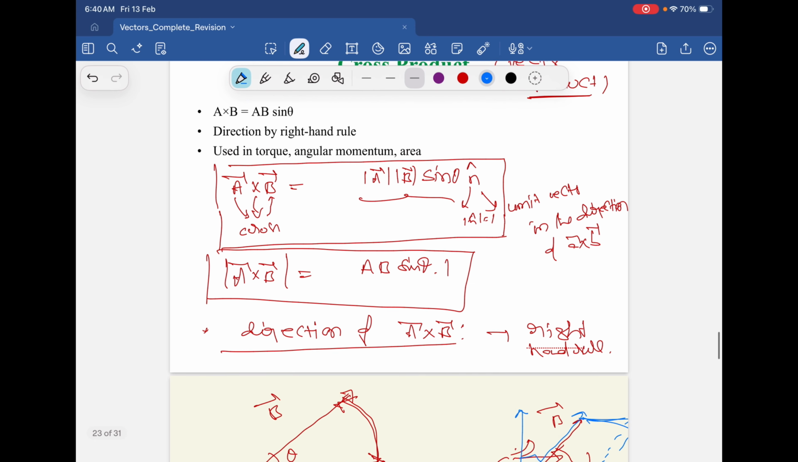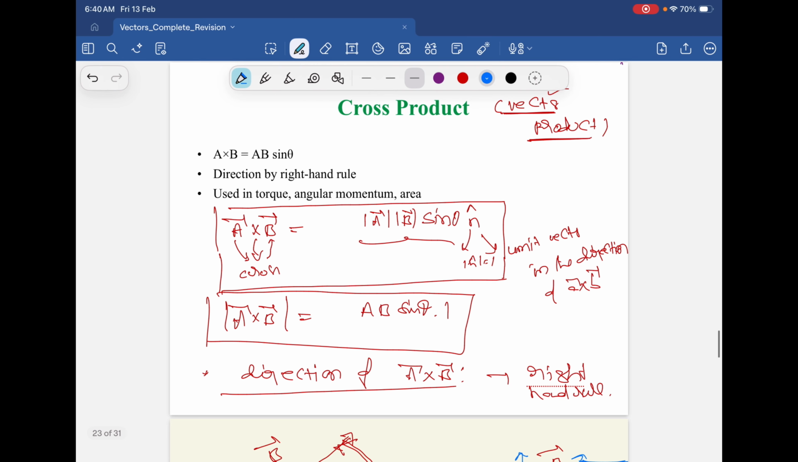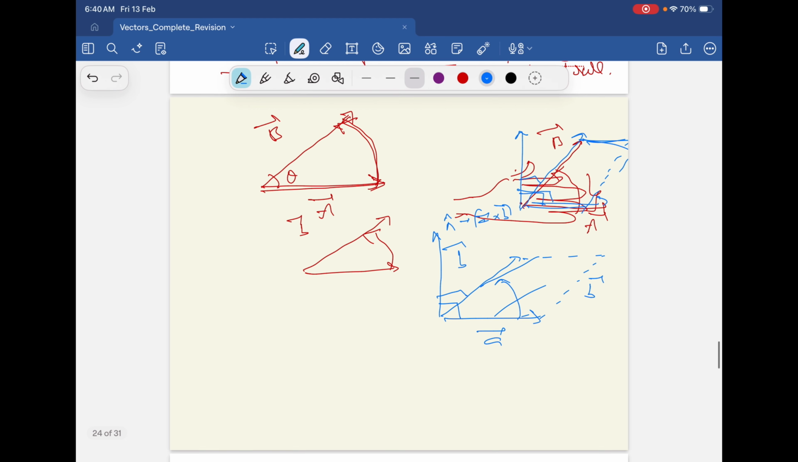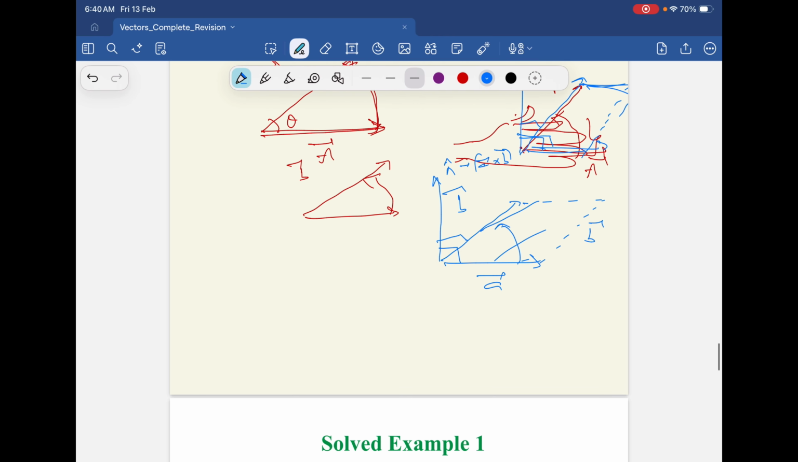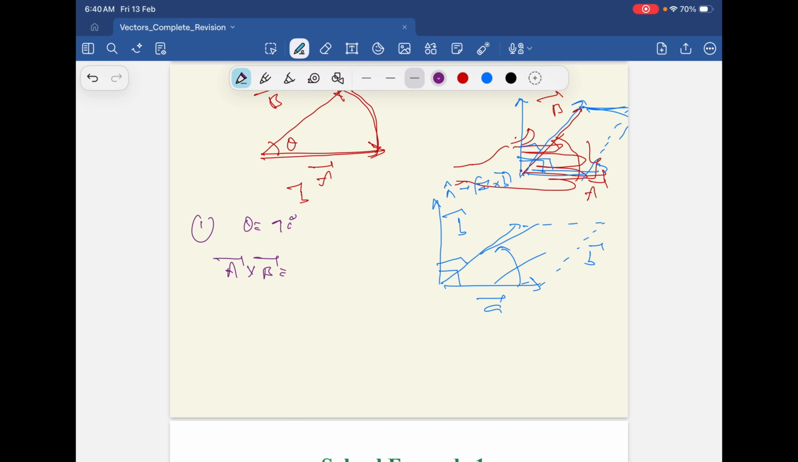Okay, this is about A bar cross B bar. Its magnitude is how much? AB sine theta. So if two vectors are perpendicular, if theta is 90 degrees, how much can you use now? If theta is 90 degrees, we can call A bar cross B bar, what is that magnitude? AB sine theta, AB sine 90. So simply A into B. Okay, this is the maximum value.